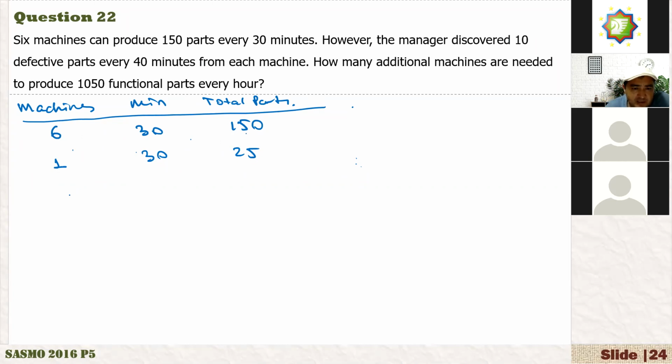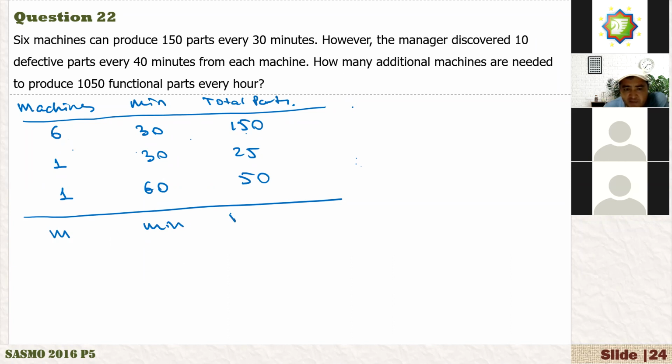And how about in 60 minutes? One machine can produce in 60 minutes how many? 50 parts. Okay. So now, let me just write here machine and the minutes, and here we have defective parts.